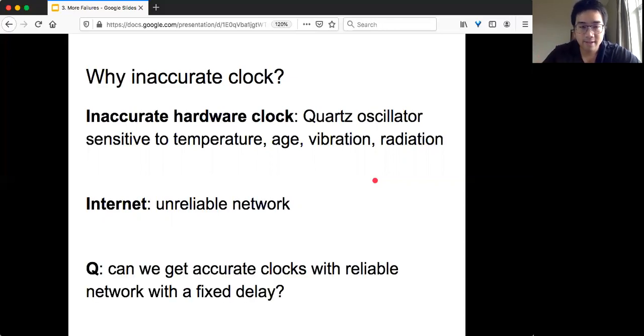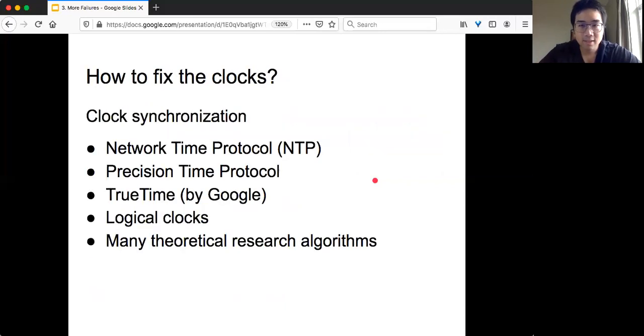Okay. And one very simple question for you to think about is: even with a very simple theoretical message passing model, can we get accurate clocks with a reliable network with a fixed delay? Think about it. And in general, fixing the clock is a big issue. The problem in distributed computing is called clock synchronization.